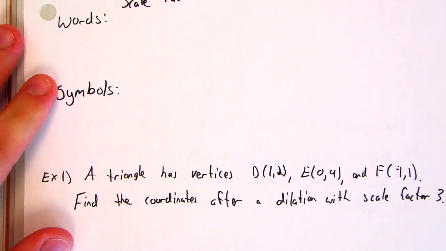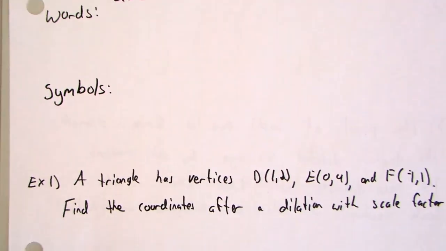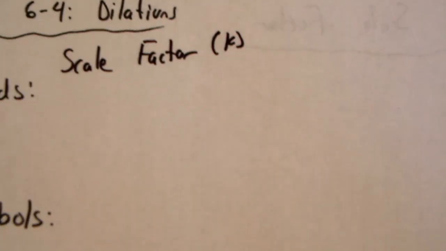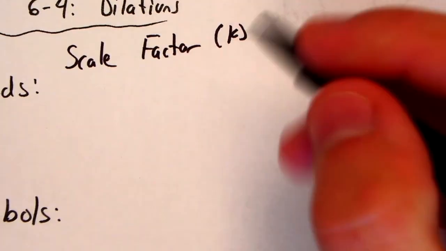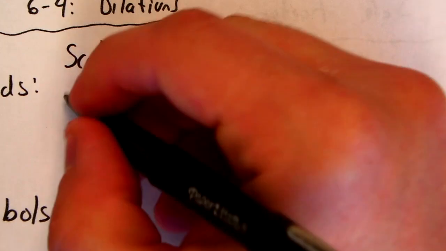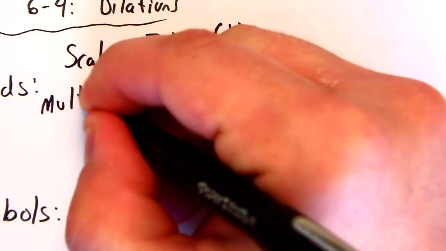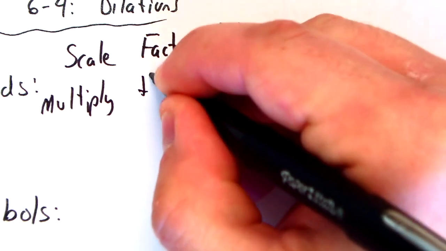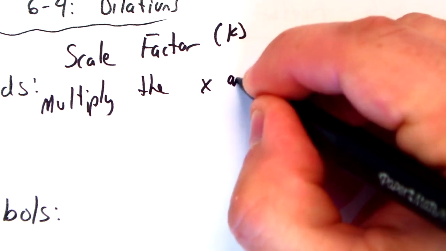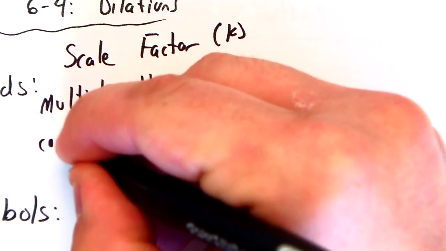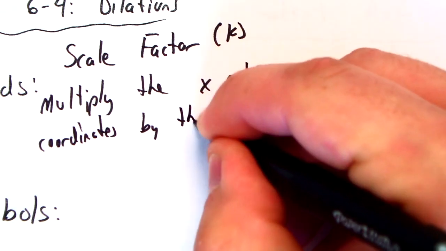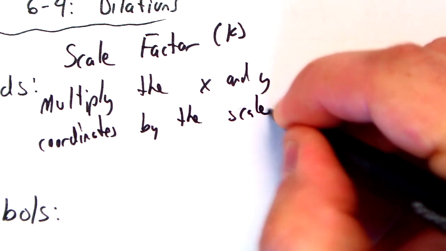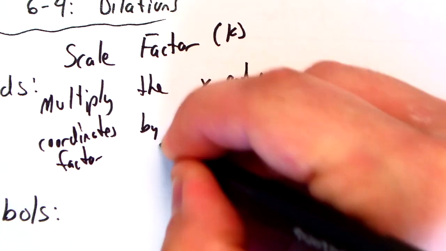The reason why we want to use k is because last year in 7th grade, k was what we used to identify what a scale factor was. Now, we're going to multiply the x and y coordinates by the scale factor to get the image.